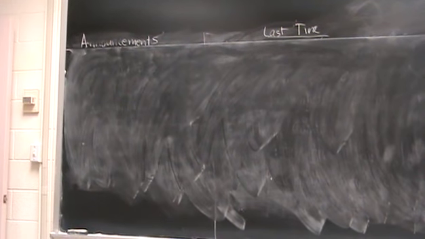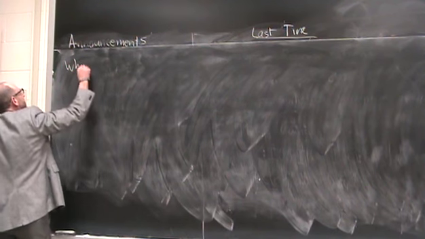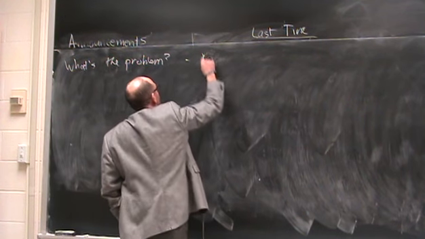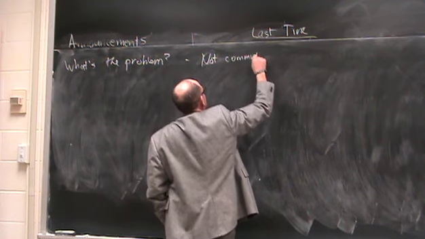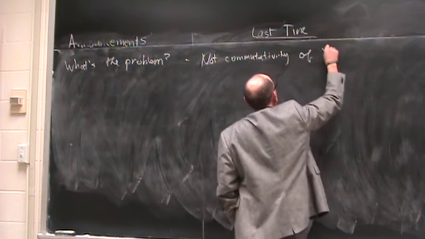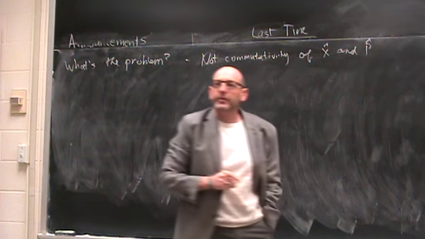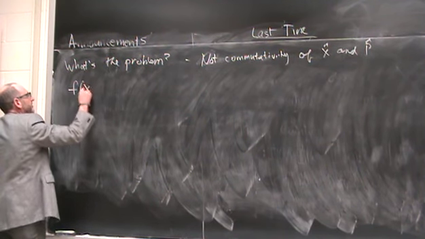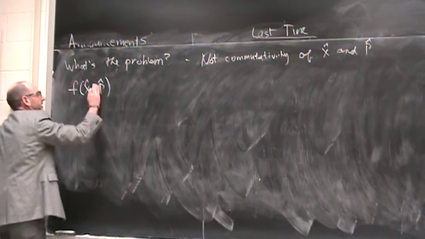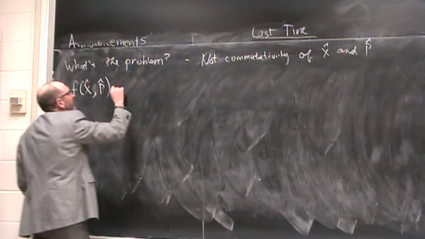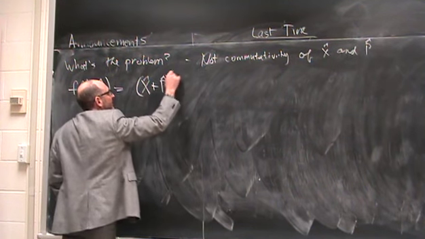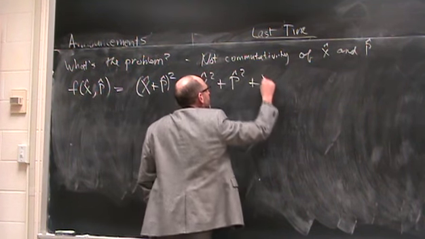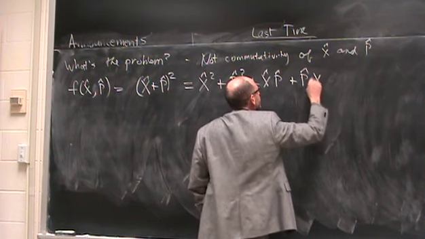Now, so why is there an issue? What's the problem? Well, the problem is non-commutativity of X and P. Okay? So what that means is that if I have, let's just say I have some function that's a function of X and P. Sorry. The operators. What I mean is, let's say that function is X plus P squared. Well, so that function is X squared plus P squared plus X times P plus P times X, for example.